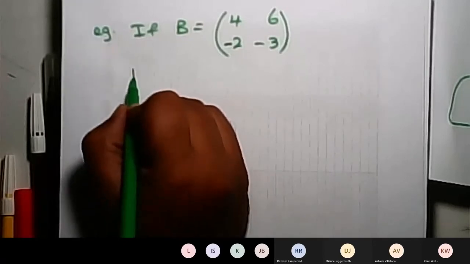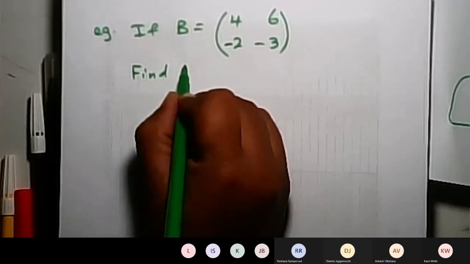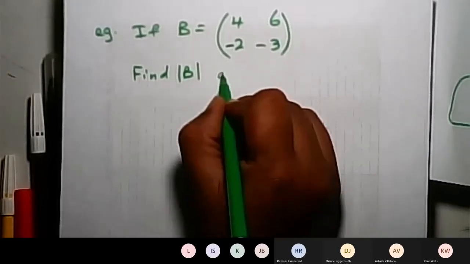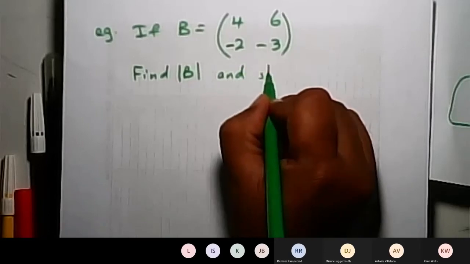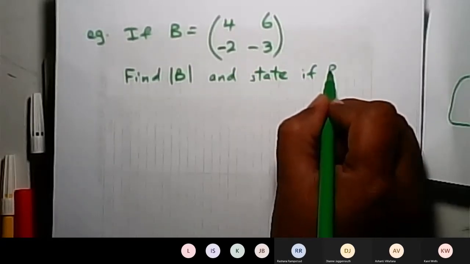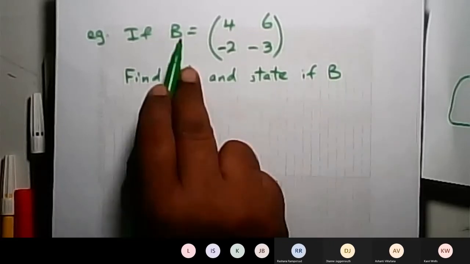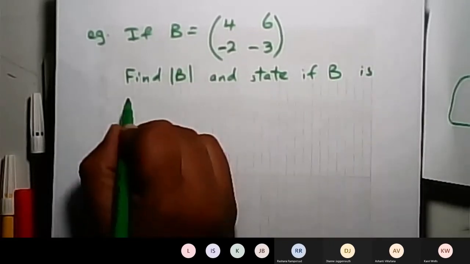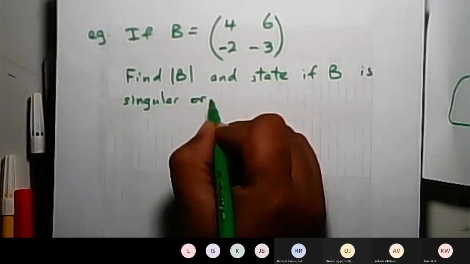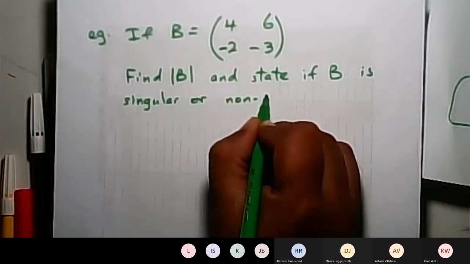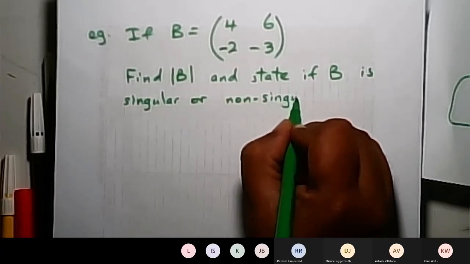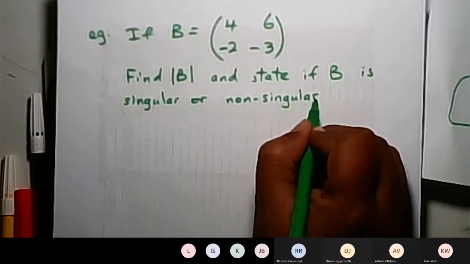My question to you is find the determinant of B and state if B, the original B matrix, is singular or non-singular. Singular, which means it has an inverse.